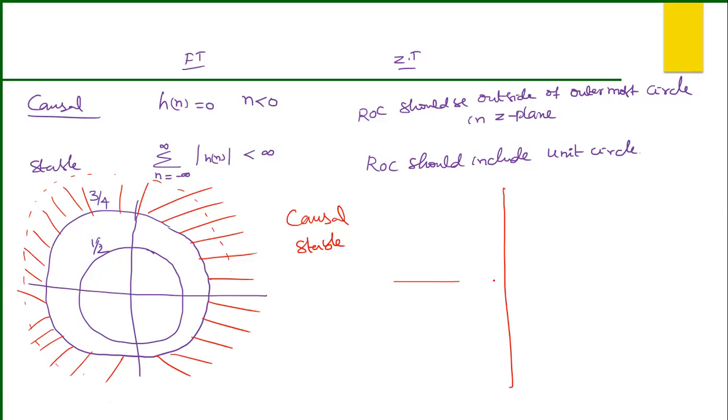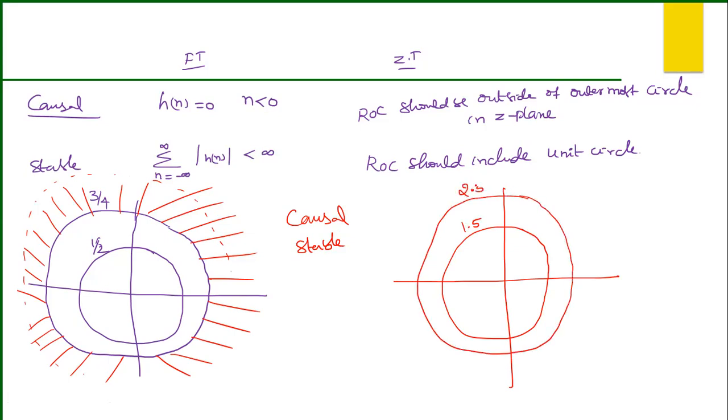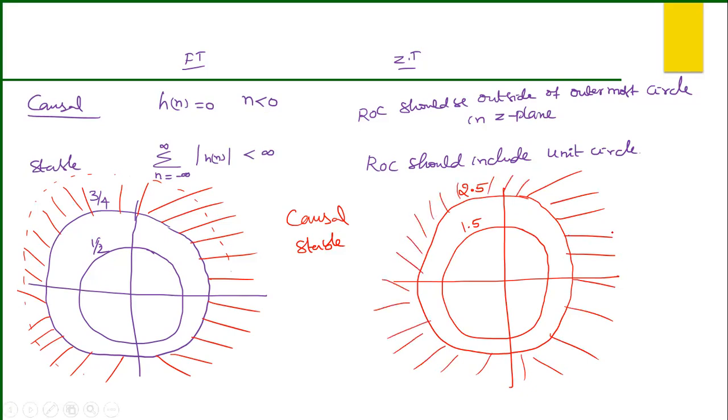For example, this radius is 1.5, and this radius, let me take 2.5. Now the ROC is outside of the circle. Tell me, is it causal or not causal? It is causal because the ROC is outside of the outermost circle. But the ROC is greater than 2.5, it is not greater than 1. That means it is unstable. It is not including the unit circle. It is unstable. Like this, we need to find the stability of the system, for causality and stability.